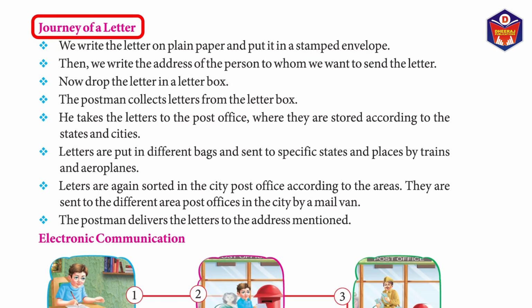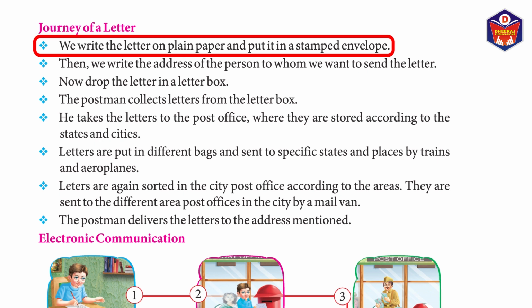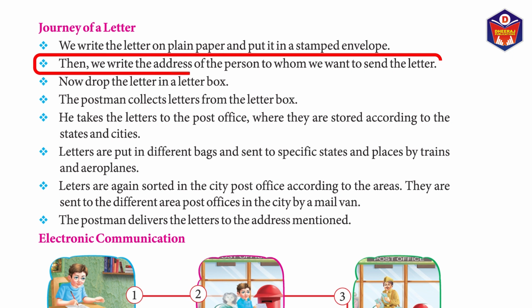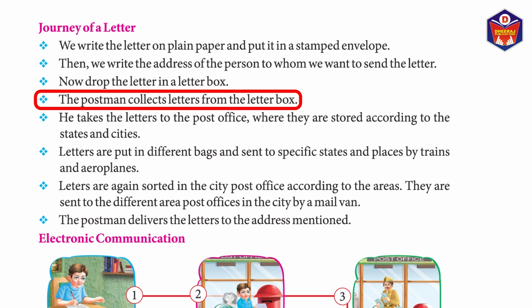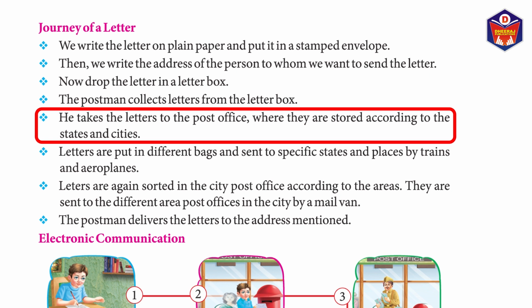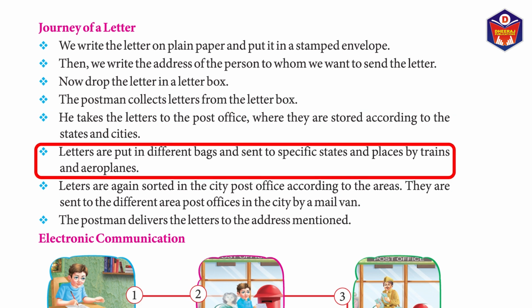Journey of a letter. We write the letter on plain paper and put it in a stamped envelope. Then we write the address of the person to whom we want to send the letter. Now drop the letter in a letter box. The postman collects letters from the letter box. He takes the letters to the post office, where they are stored according to the states and cities. Letters are put in different bags and sent to specific states and places by train and aeroplanes.